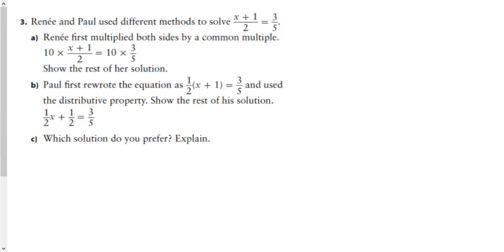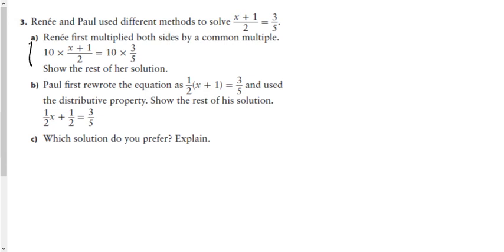We'll skip the section. We'll do this one. So it says Renee and Paul used different methods to solve this equation. Renee first multiplied both sides by a common multiple, 10, and Paul rewrote it to express it as half of x plus 1 equals 3/5, and then divided both sides by that. Which method do you prefer? Whose method do you prefer? Jack, who do you prefer?